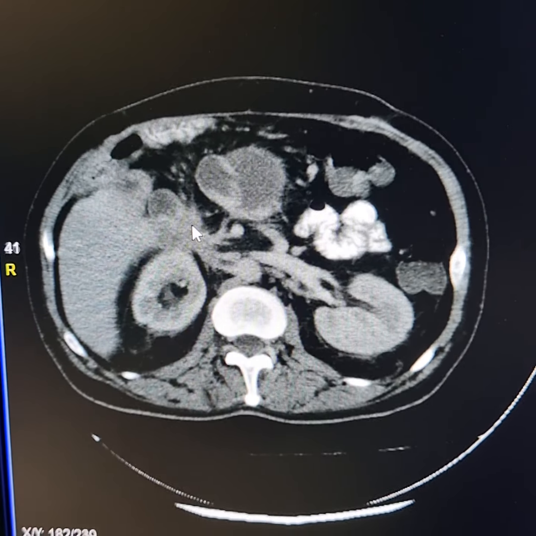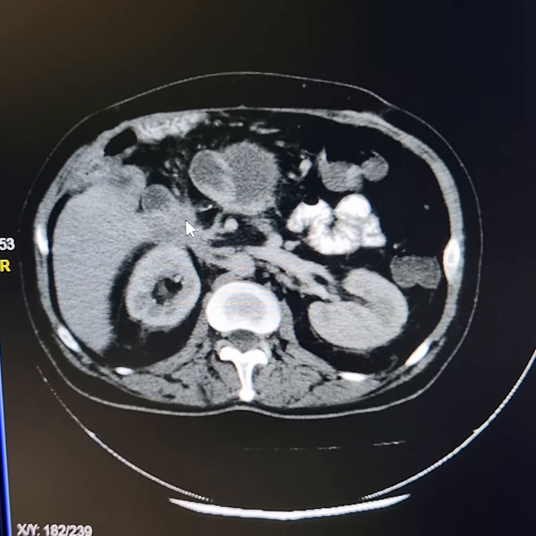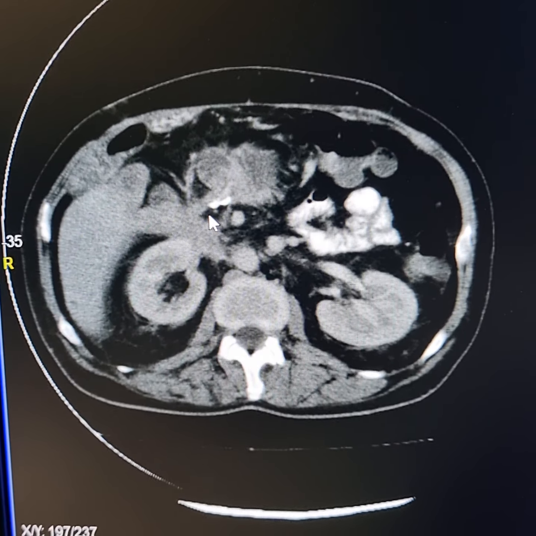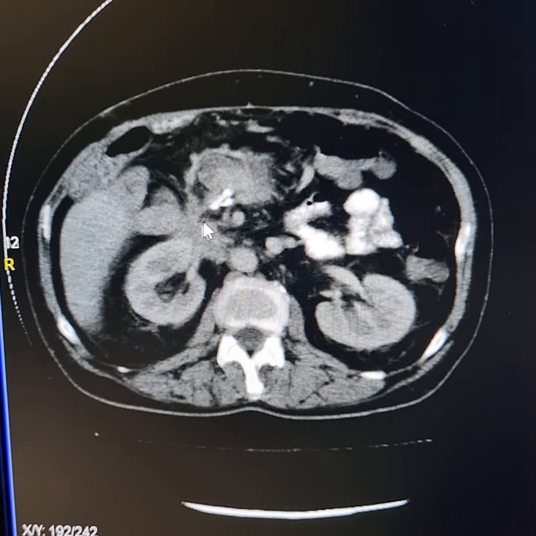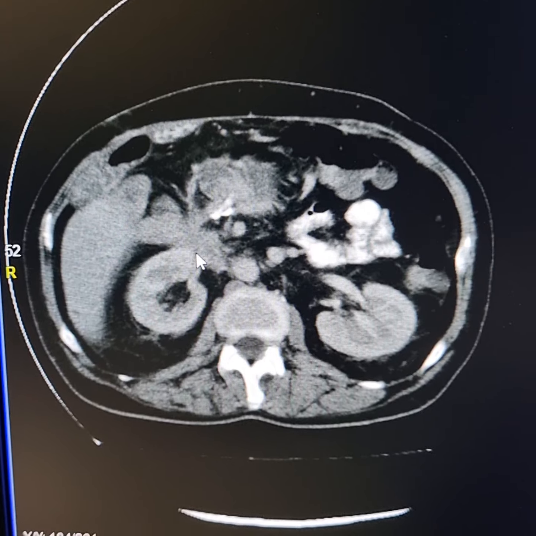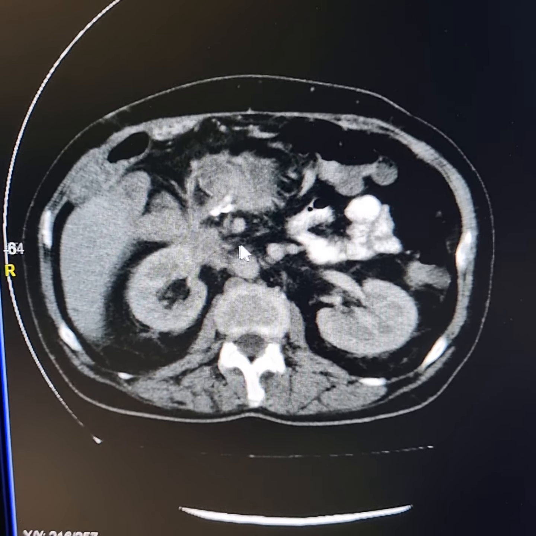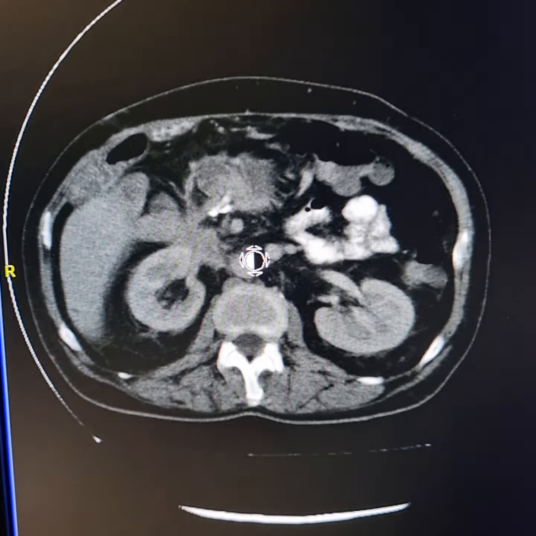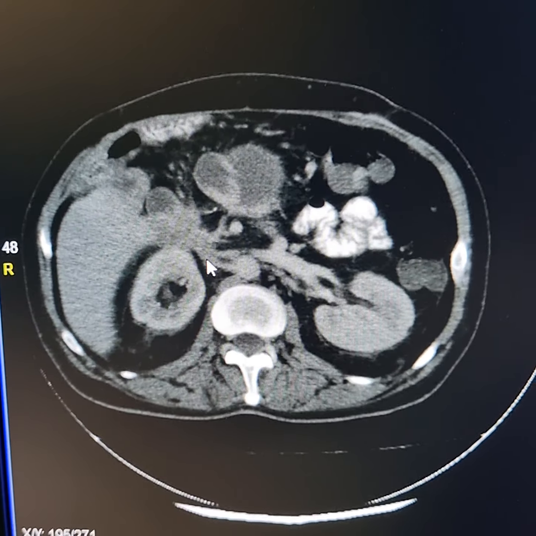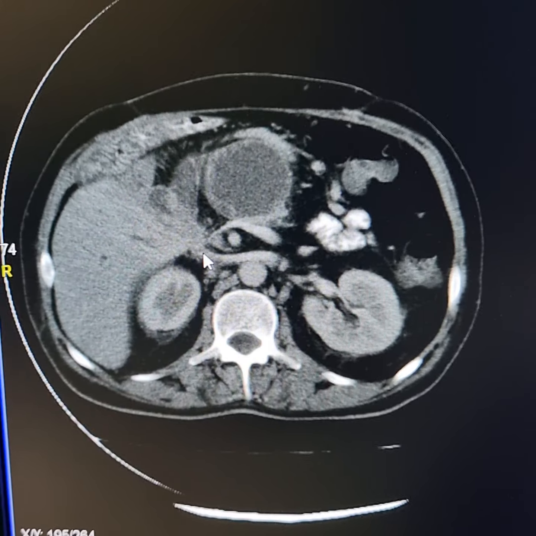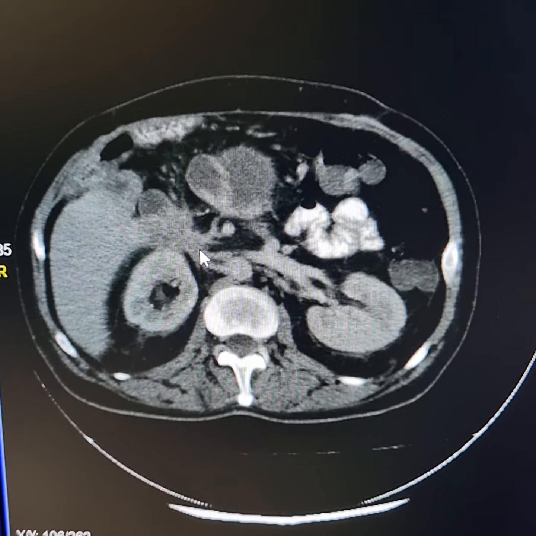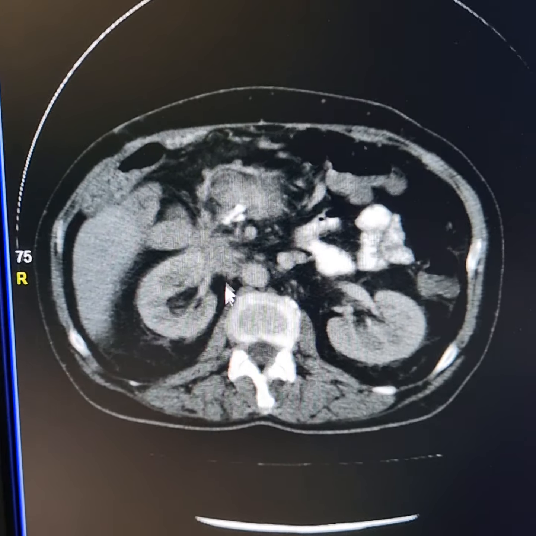Now this mass has an irregular outline and spiculated borders. It lies in contact with the anterior surface of the right kidney. Its interface with the kidney is indistinct. The mass has involved the inferior vena cava. Its lumen is markedly narrowed and is barely traceable in this region.